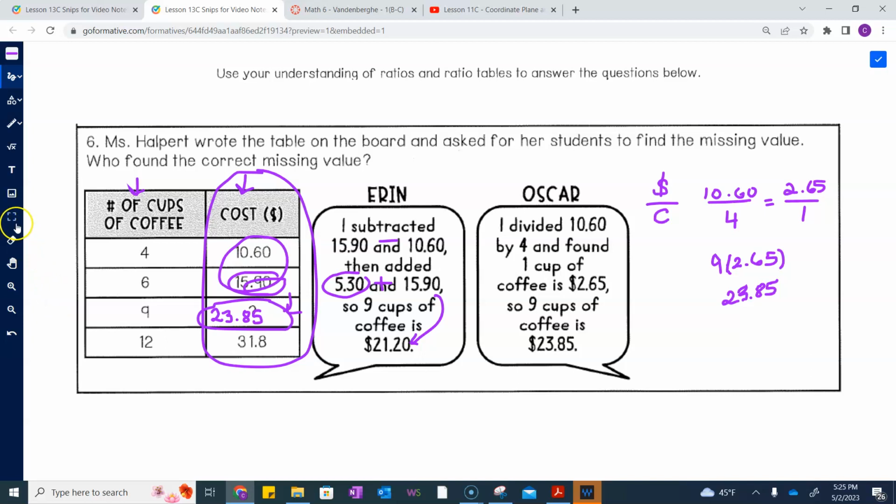And this is a comparison. When we set things up in a table like this, we're making comparisons. So she should have been using both columns to make her comparison. So right now I think Erin is not on track. So let's go check Oscar out.